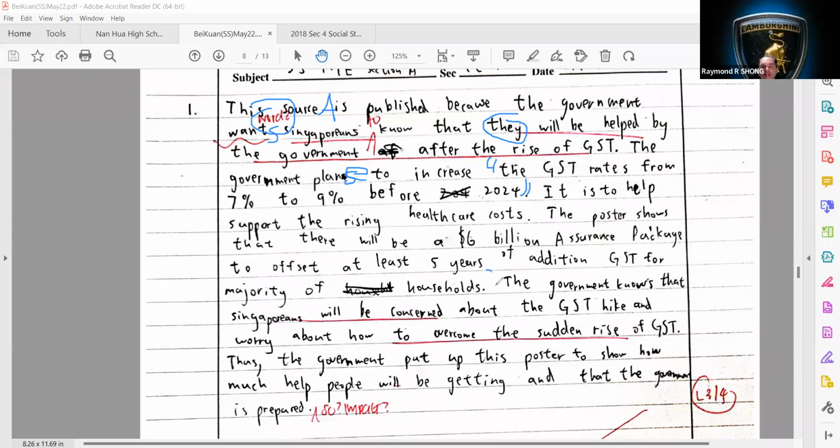So what else? You see, your teacher never marked this. So what else? Then you must say this allows the government and the citizens time to defray, or determine, the expenses and costs. Right now, the government knows that Singaporeans will be concerned about GST hikes and worry about how to overcome the sudden rise. So they are putting this out because of the COVID pandemic, people are affected in their livelihood right now.